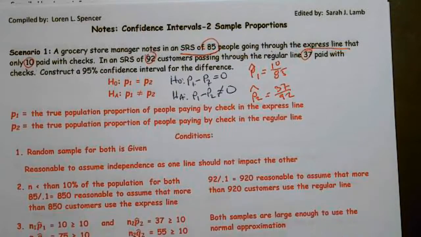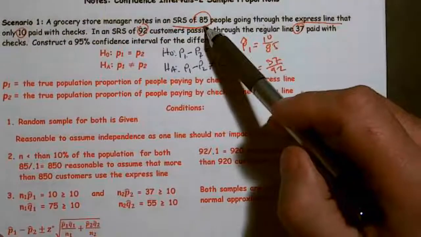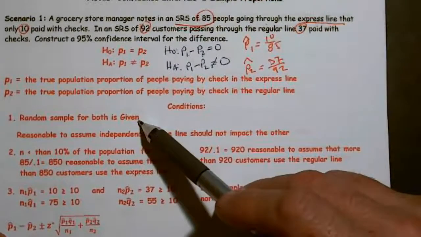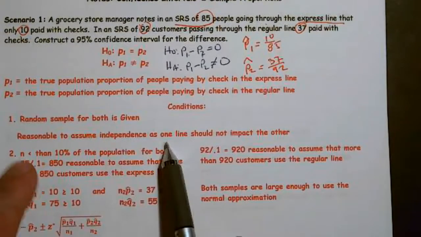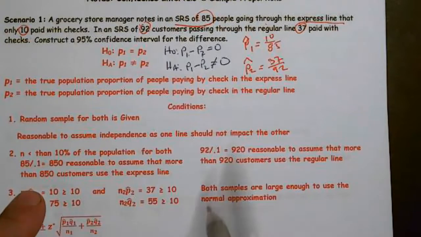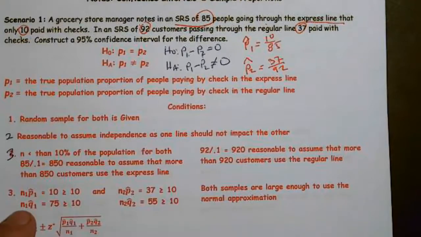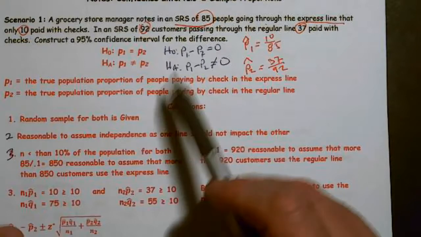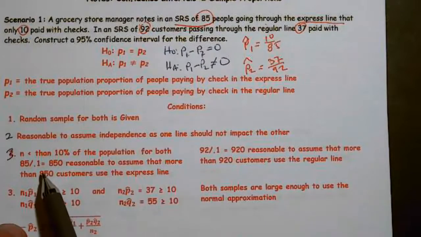All right, so my conditions. Up above, they told me that I had two separate random samples. That's great, so random sample for both is given. Reasonable to assume independence, as one line should not impact the other. And by the way, this should be marked as 2, and the following things should be marked as 3. Then we need to check np and nq. Well, in this case, they told me that they had 10 people paying with checks in the express line. Or I'm sorry, we're not at np and nq yet. We need to check sample size.